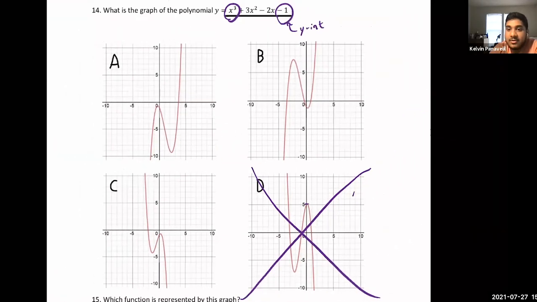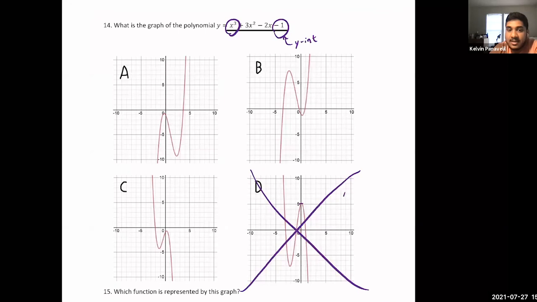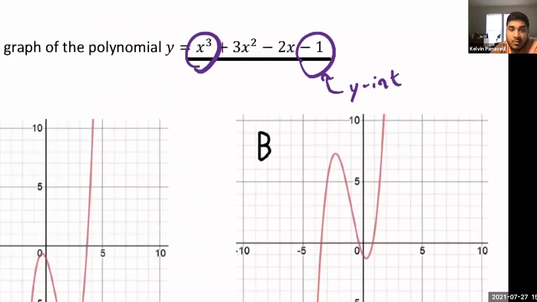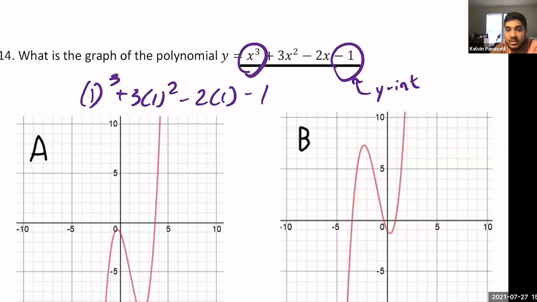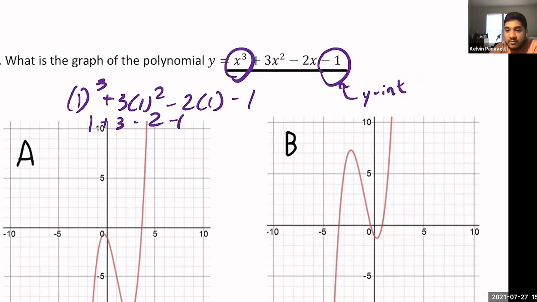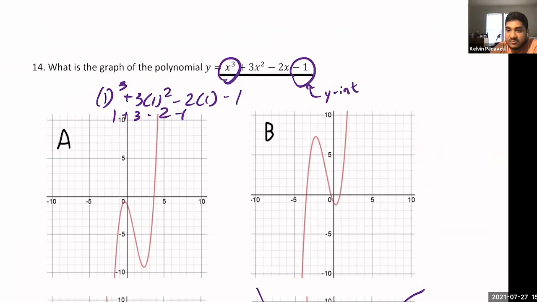And then what's the next easiest number to plug in that we can test? 1. Really good, Christian. So let's plug in 1 real quick for x. So y equals 1 cubed plus 3 times 1 squared minus 2 times 1 minus 1. So that's just going to be 1 plus 3 minus 2 minus 1. When you plug in 1 for x, what does y equal, guys, in the chat? I want to see a bunch of answers.